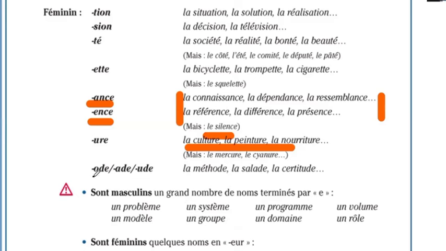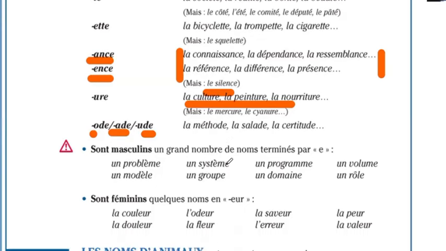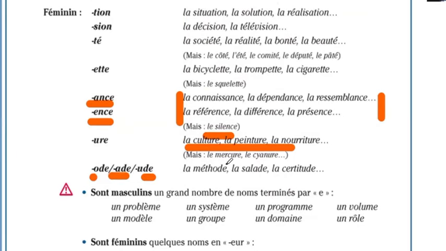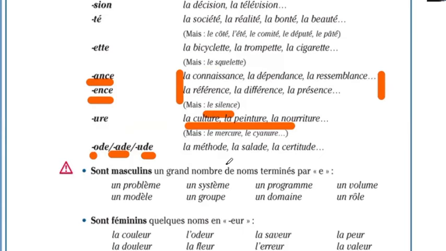But there are also exceptions like mercure or cyanure. We have words that end in -ode, -ade, or -ude. Example: la méthode, la salade, la certitude. These words are feminine generally in nature. So as you look at the feminine form, you see quite a lot. We've seen words that end in -sion, -tion, words that end in -té, words that end in -ette, words that end in -ance, -ence, words that end in -ure, words that end in -ode, -ade, -ude, like méthode, salade, certitude. These are feminine.